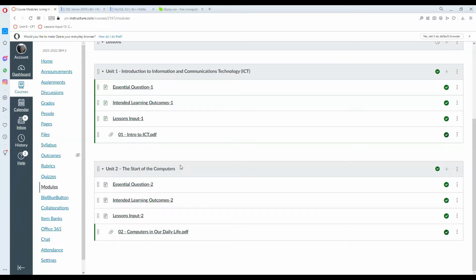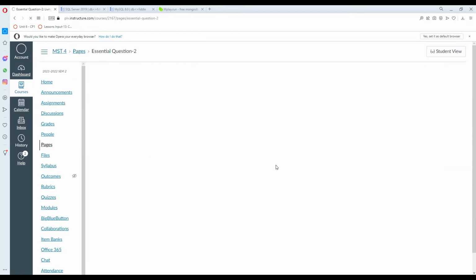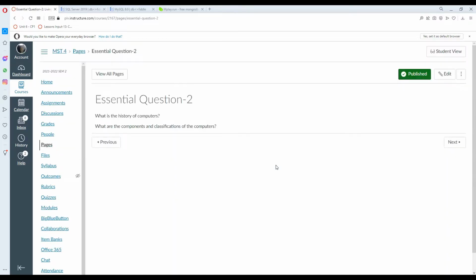Hello guys and welcome to Unit 2 of our lecture for IT era. So Unit 2 is about the start of computers. So we are going to answer the following essential questions. Number 1, what is the history of computers and what are the components and classifications of computers?